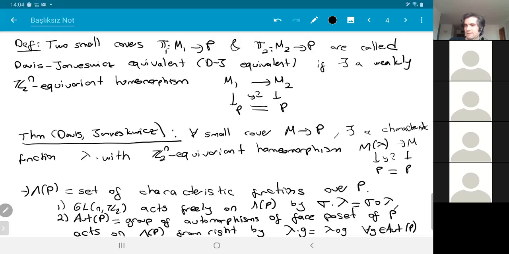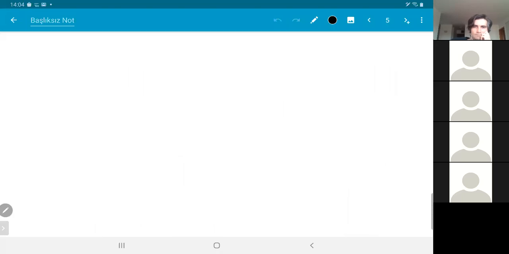I have a question. Is the group of automorphisms of the face poset larger than the automorphisms of the polytope in general? We can also think of automorphisms of the polytope itself, right? Yes. They are not the same.